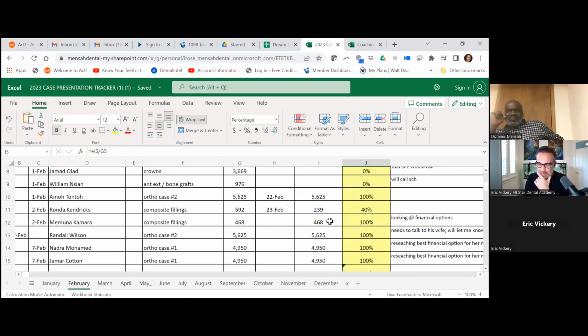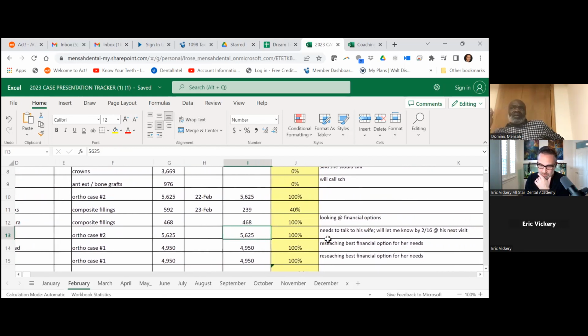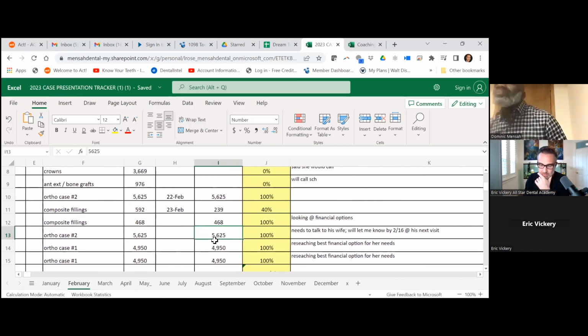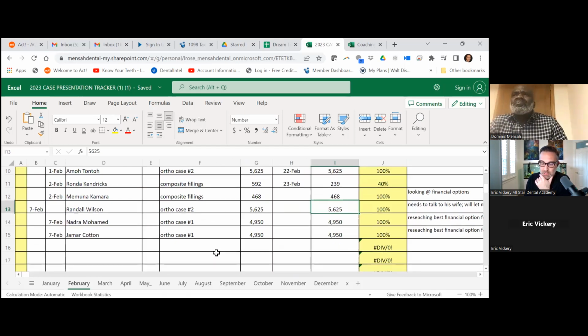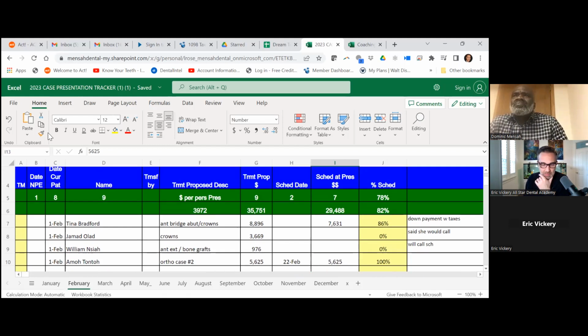So looking at financial options, needs to talk to his wife. Because there's no date here, I'm wondering if these are supposed to be empty. Do you know if Randall Wilson scheduled? No. Okay. So this is a really, really good living, breathing, working document that I want you guys working on together with. And in order to do that, I want you to understand what each column means and why we fill it out.